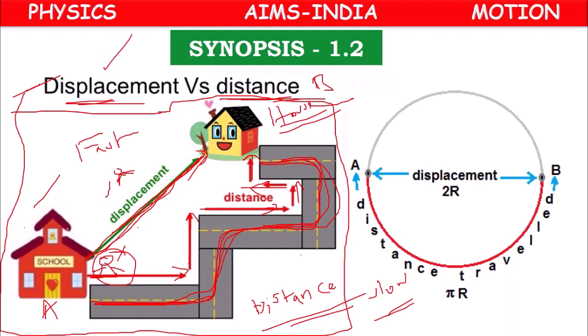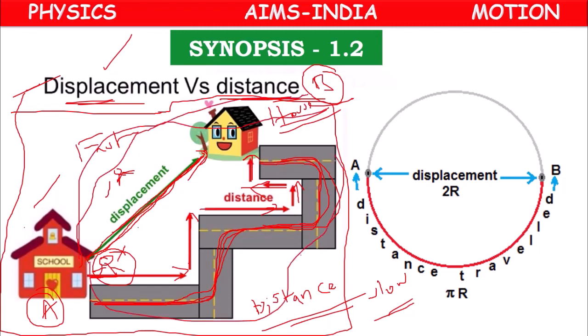Whenever we consider a journey or a change of position from one point to another point, there may be so many kinds of path between two points. One may go like this, one may go like this. Different persons may travel through different paths. The path in which they are going is called distance. And the shortest possible path from starting point to ending point, if you draw a straight line like this, will be called displacement.